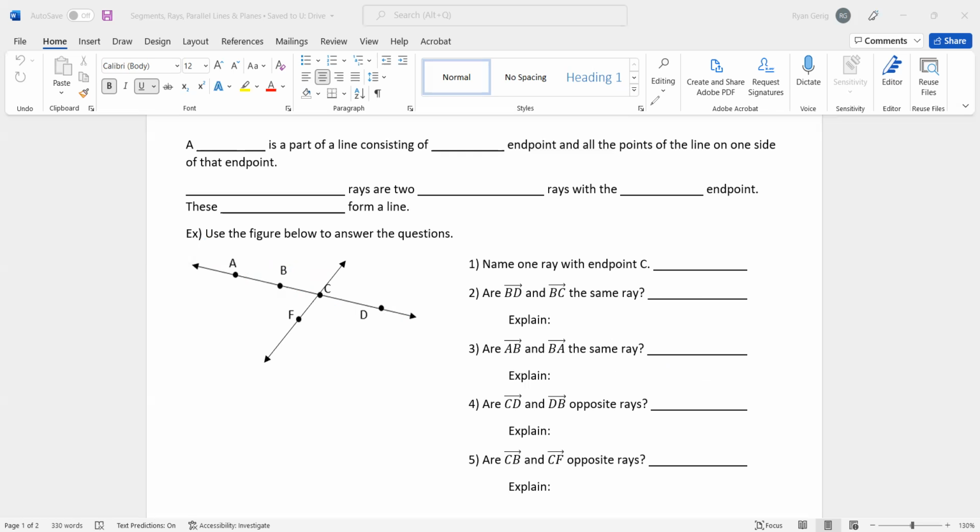All right, are CD and DB opposite rays? So CD, start at C, go towards D, and then DB, start at D and go towards B. Are those opposite rays? Well, they form a line, right? If I put the blue and the red together, I got a line going on forever in both directions. But remember, there's two parts to the definition. They have different endpoints. If they have different endpoints, they are not opposite rays, even if they form a line.